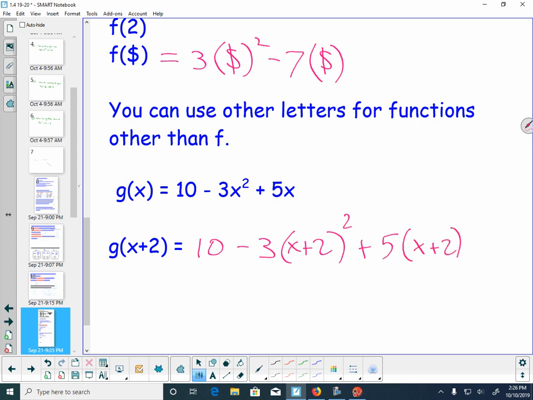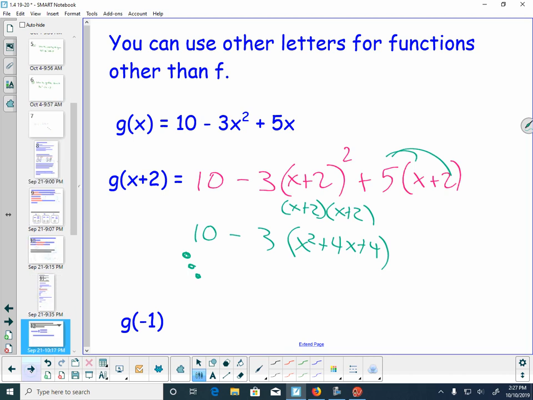Everybody agree? And if we were going to simplify this, we'd have to do x plus 2 times x plus 2 using FOIL. That's 2x, another 2x, that's 4x plus 4. We'd have to distribute that. We got 10 minus 3 times this. You know what I mean? You get the idea, right? To simplify. Okay, moving on.